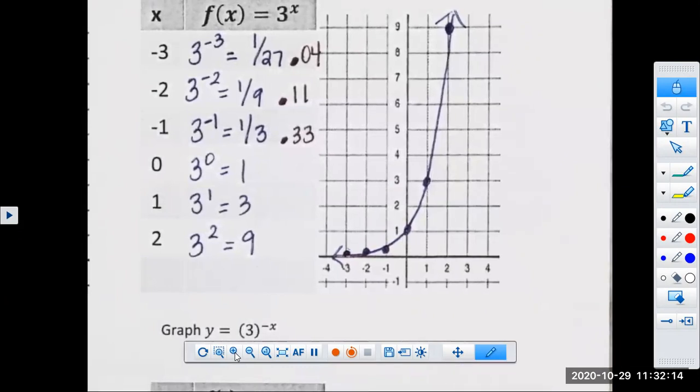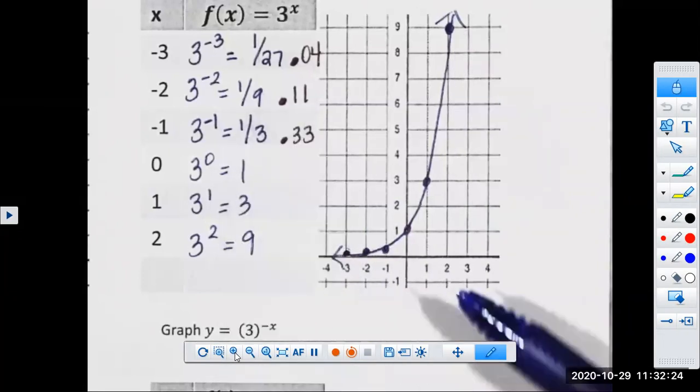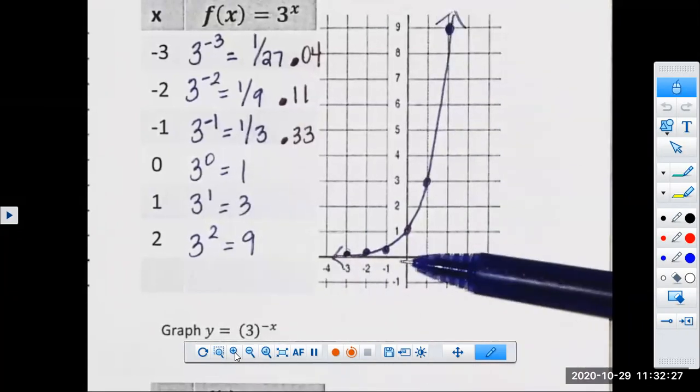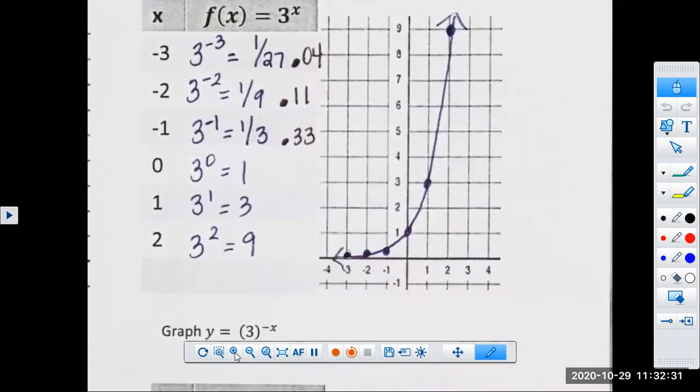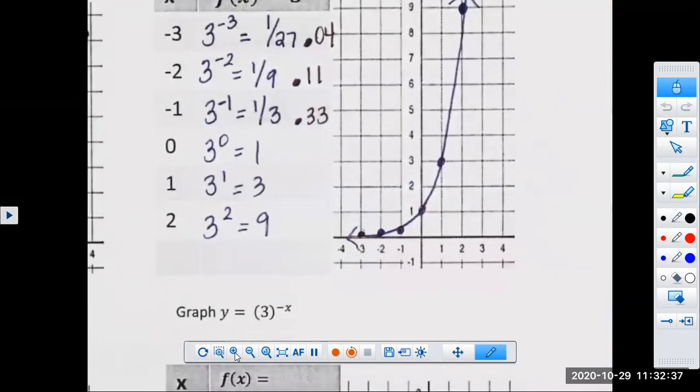What would your range be? Range would be, good, 0 to positive infinity. It's going down and approaching y equals 0. So what do you put around 0? Good. You put parentheses around 0 and then to infinity.